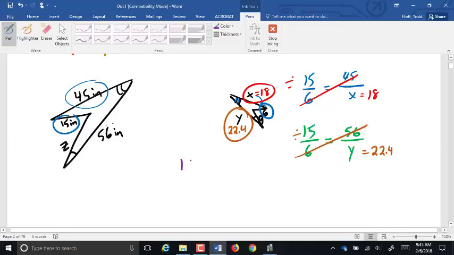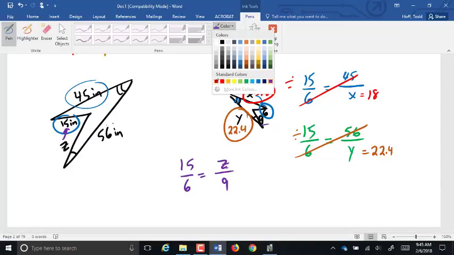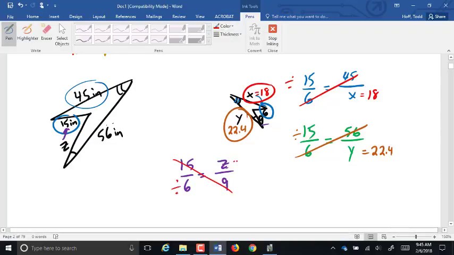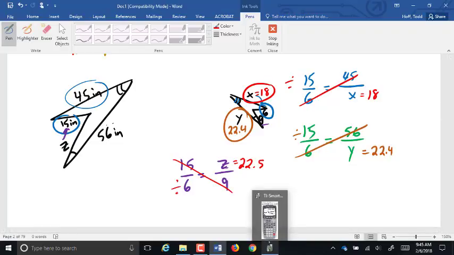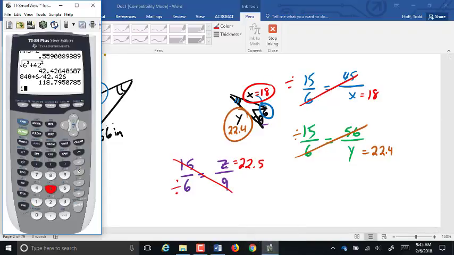And finally, we still got 15 to 6. Looking for Z. Z is going to go on top because it is from the same figure as the 15. What goes below the Z? The 9. We cross multiply and divide there. We're going to get that Z equals, careful, 15 times 9 divided by 6. Yeah, 22.5.